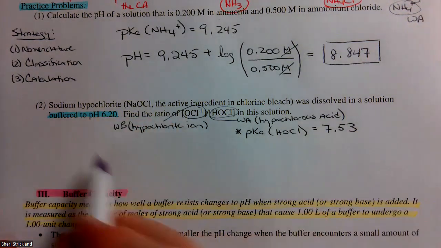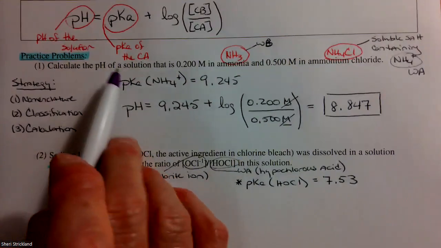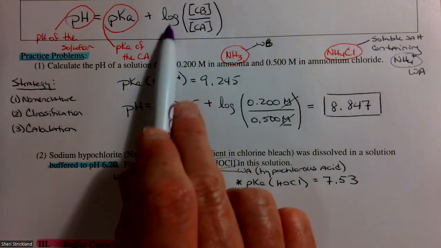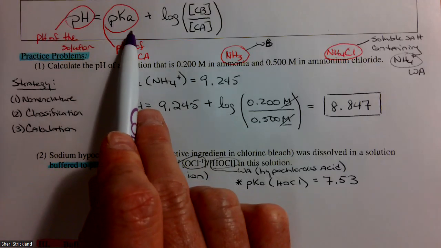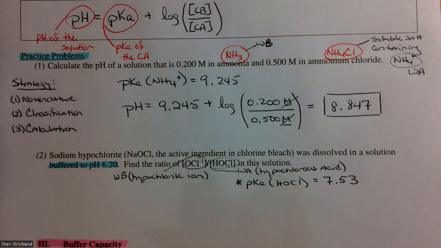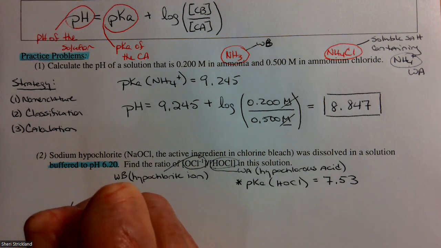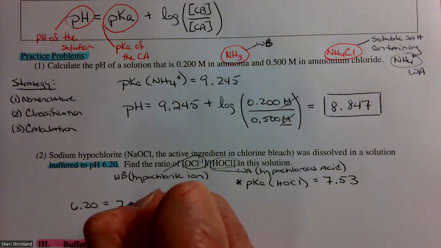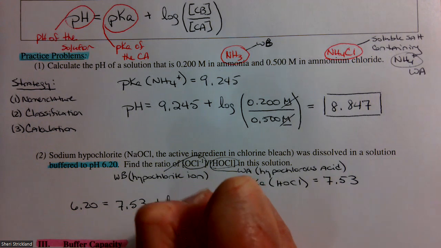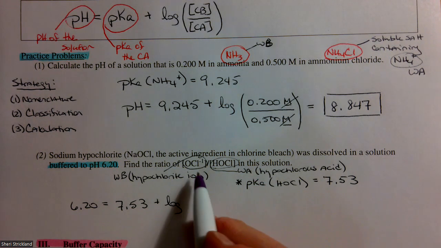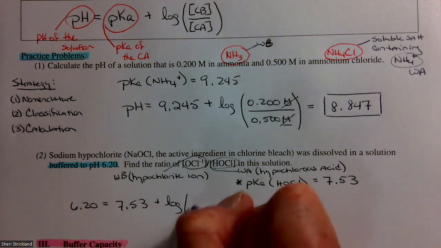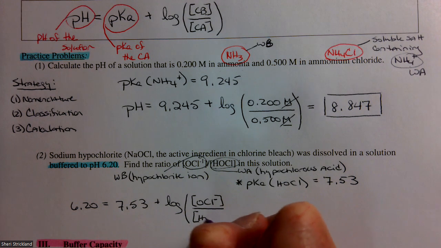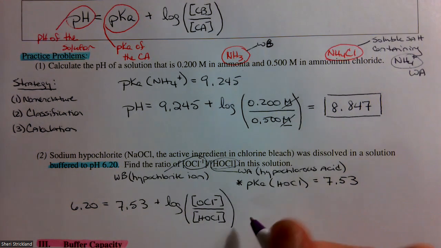All right, so this is our basic format. What we're looking for is this ratio this time. We know the pH of the solution, we know the pKa of the conjugate acid. So let's see, 6.20 is equal to 7.53 plus the log of this over that, conjugate base over the conjugate acid.